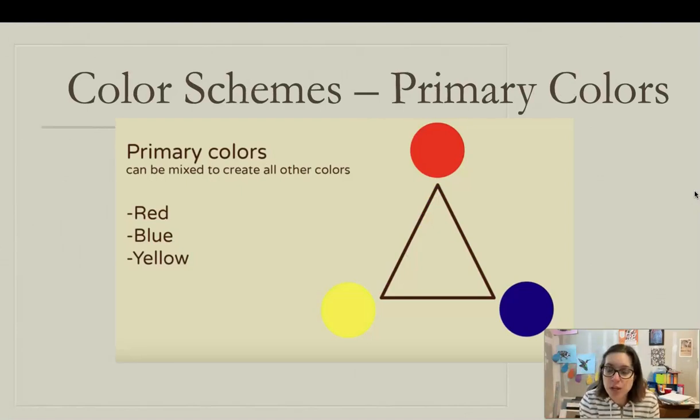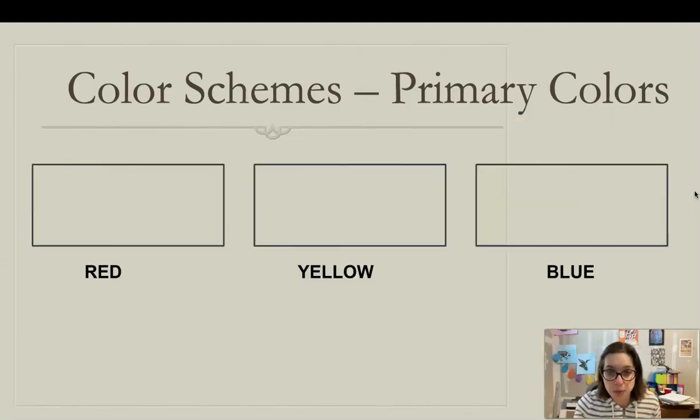So the first color scheme is the primary colors. You might have learned this back in kindergarten or in elementary or in middle school, but these are three colors that we mix to create all the other colors. You cannot make these colors by mixing other colors. The primary colors are red, yellow, and blue.